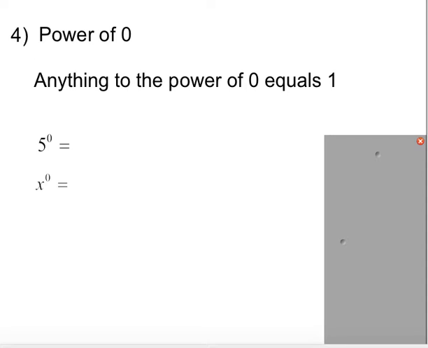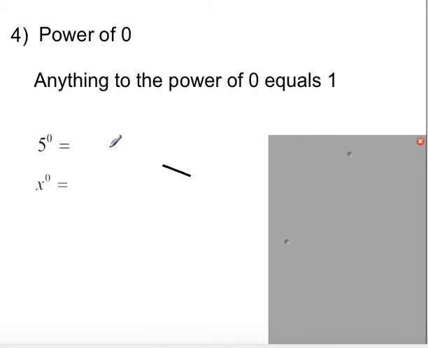So we end up there with 1. And if I've got x to the 0, it also is a value there of 1. So anything to the power of 0 there is always going to give you a value there of 1.